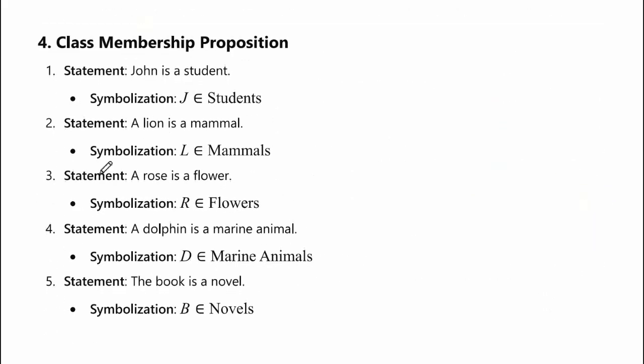Next is the class membership proposition. John is a student. Now student is a class, and John is a member of this class. So the membership is represented by this symbol. Similarly, mammal is a class, flower is a class, marine animals is a class, animals is a class, and novel is a class. So the book is a member of the class novel. Dolphin is a member of the class marine animals. Rose is a member of the class flower. So you got the hang of this.